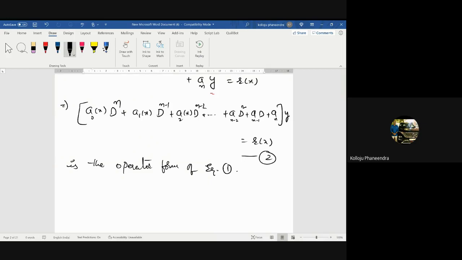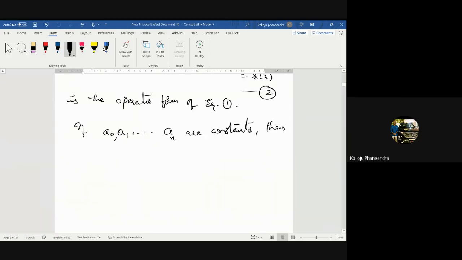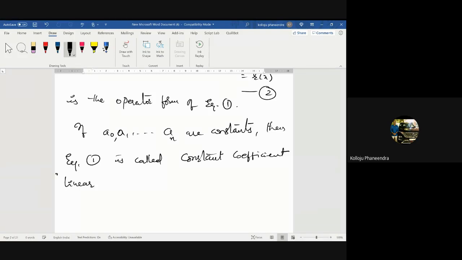Then, one more point. If a naught, a1 and so on, a n are constants, not functions of x, then equation 1 is called a constant coefficient linear differential equation, a constant coefficient nth order linear differential equation.